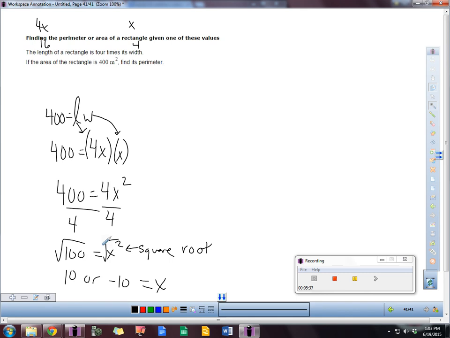Now, whenever you square root a number when you're solving, this doesn't apply when you just square root a random number, but when you're trying to solve an equation, you always use the plus or minus sign. Now, not always do they both work. Here's what I mean. If we're talking about a rectangle, which one doesn't make sense? Does the 10 or the negative 10? Well, the negative 10 does not make sense. We can't have a length measurement be a negative number.